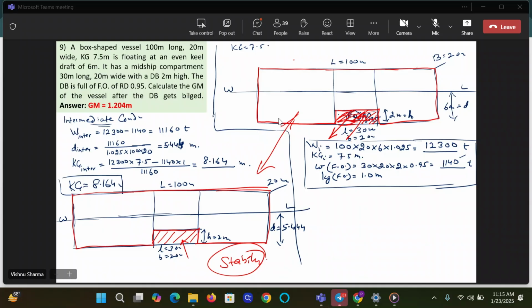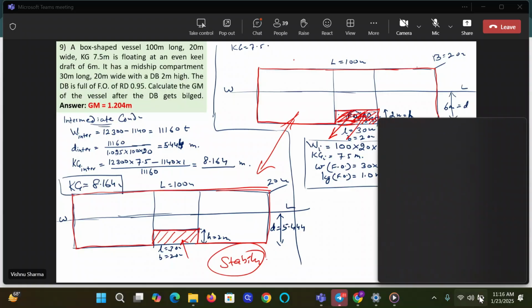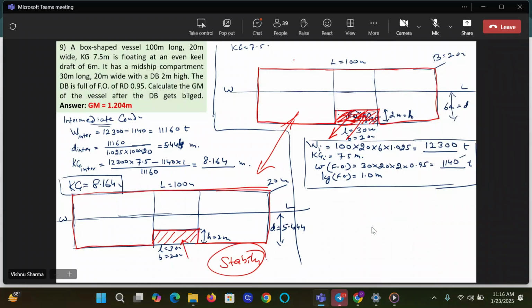Yes, sir. You know how to bilge an empty DB, and you know how to calculate the GM. So first agree with me on this statement: the GM of the vessel in the intermediate condition after bilging will be the same as the GM of the vessel in the initial condition after bilging. Do you agree with me? Yes, sir. So then you know how to proceed with these questions.